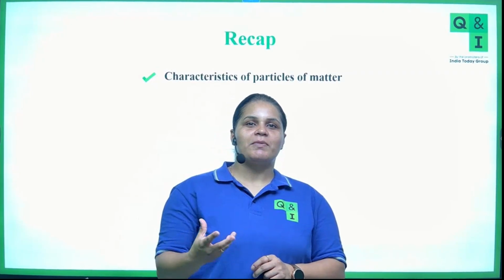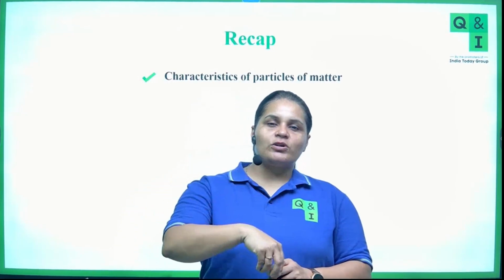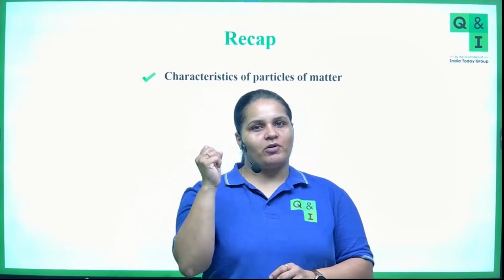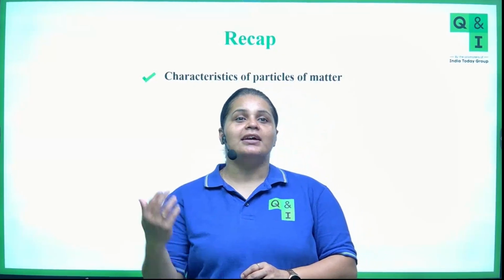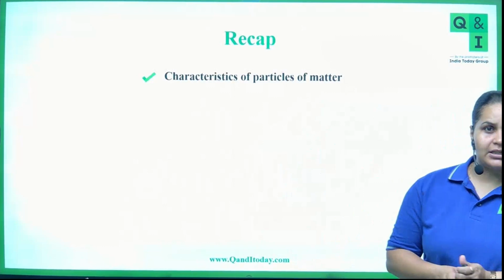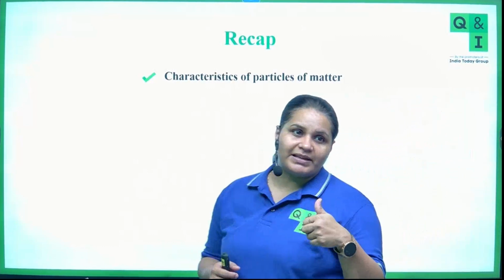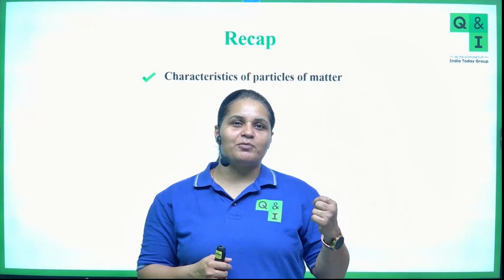When we say what is matter, it is something that occupies space and has mass. Now, why is it occupying space? Because it is made up of particles. Why does it have mass? Because it is made up of particles. Now you need to tell me what are the characteristics of those particles. The first one, they have interparticle space. Second one, Samagna, do you remember any other point?